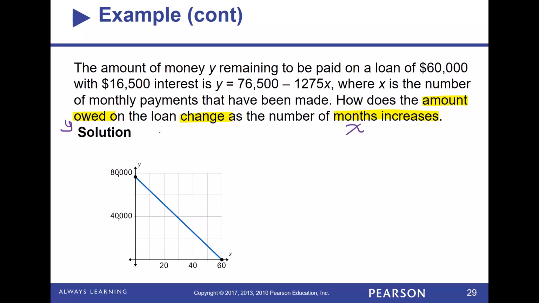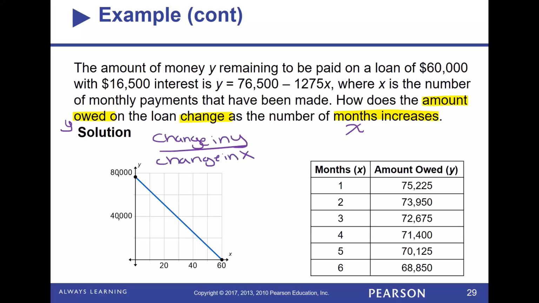So basically it's asking me the change in Y over the change in X, which is nothing more than a fancy way of saying slope. Now you can individually work this out, okay? So you can literally go through each one of these and look this way on it and see how much is it changing every single month.